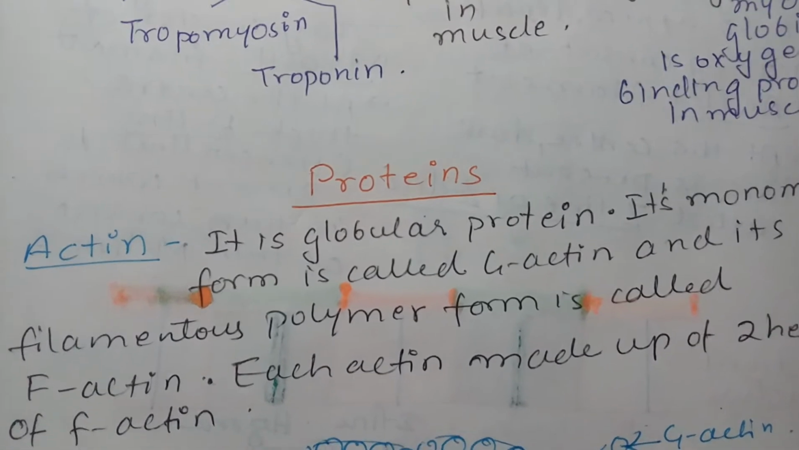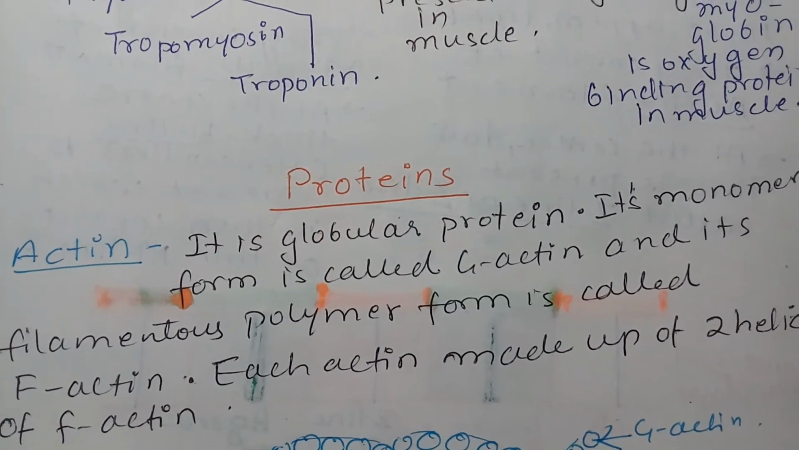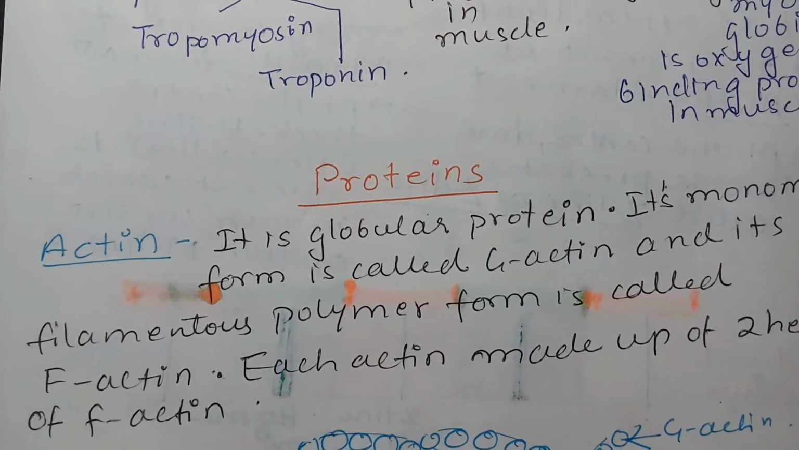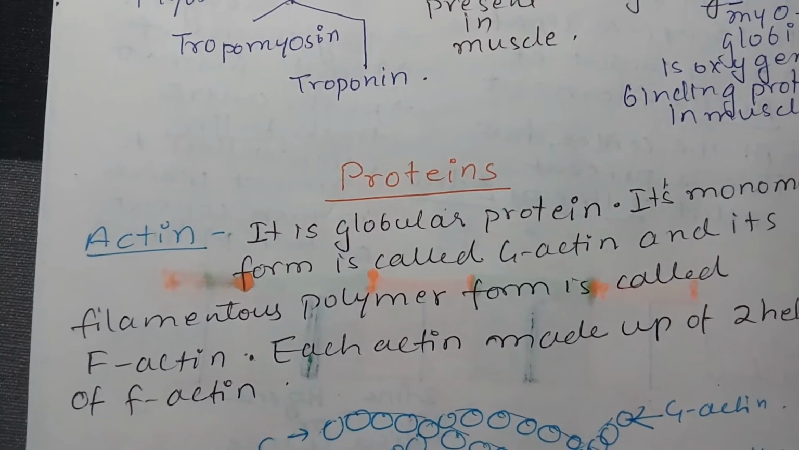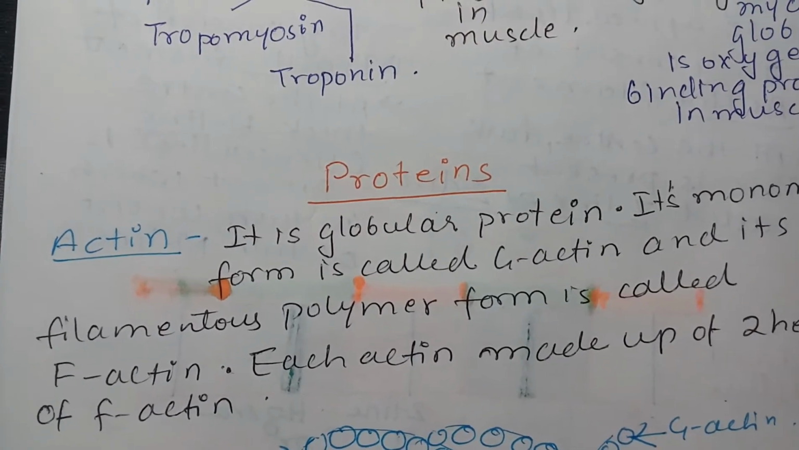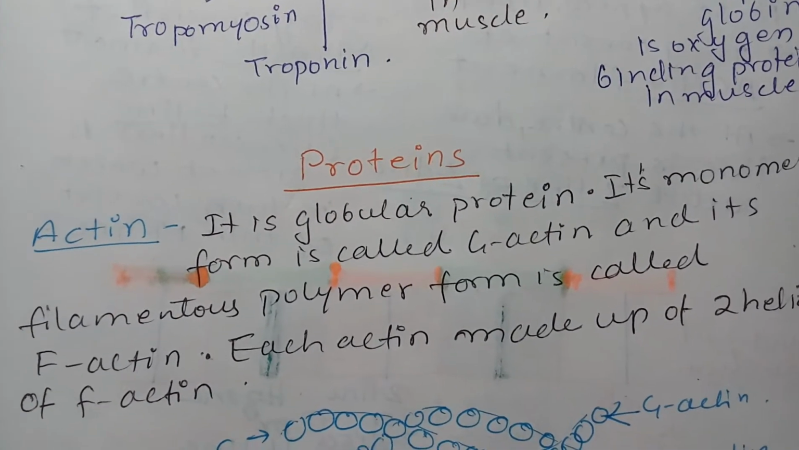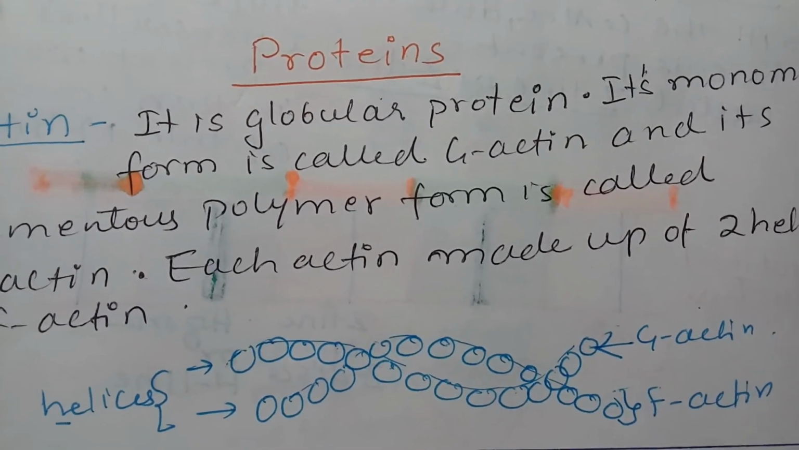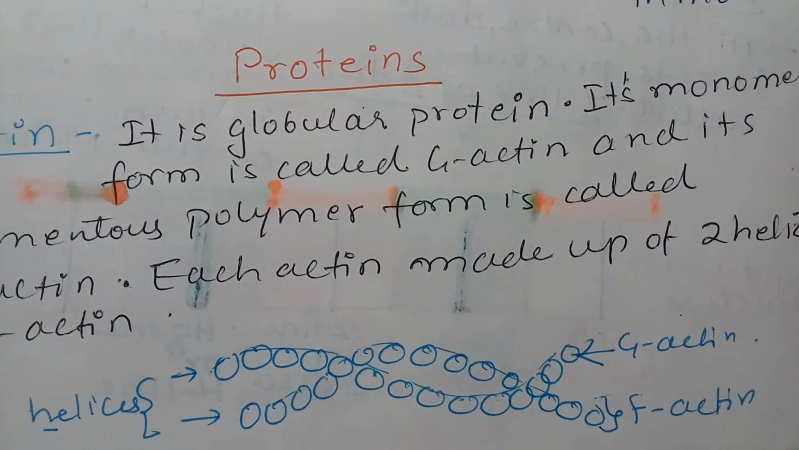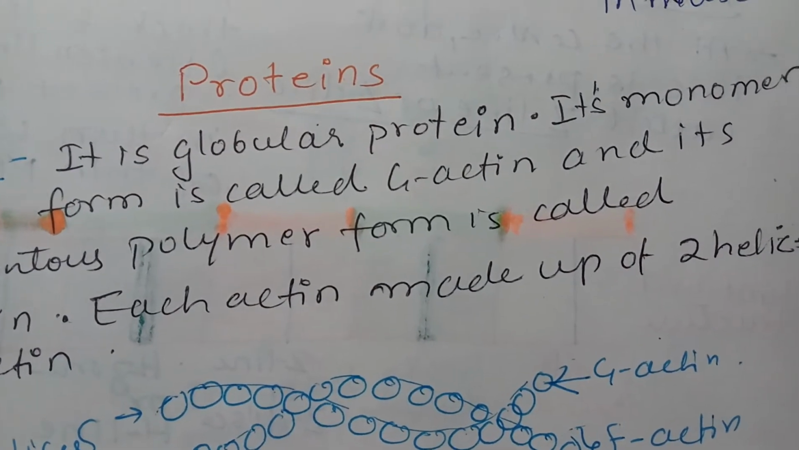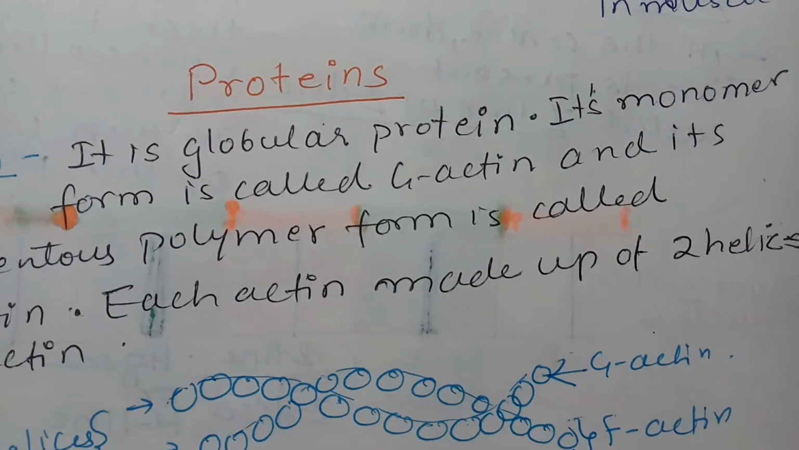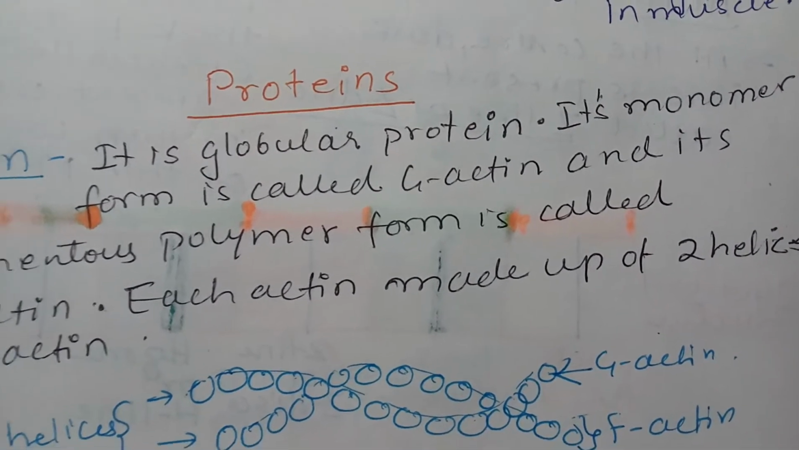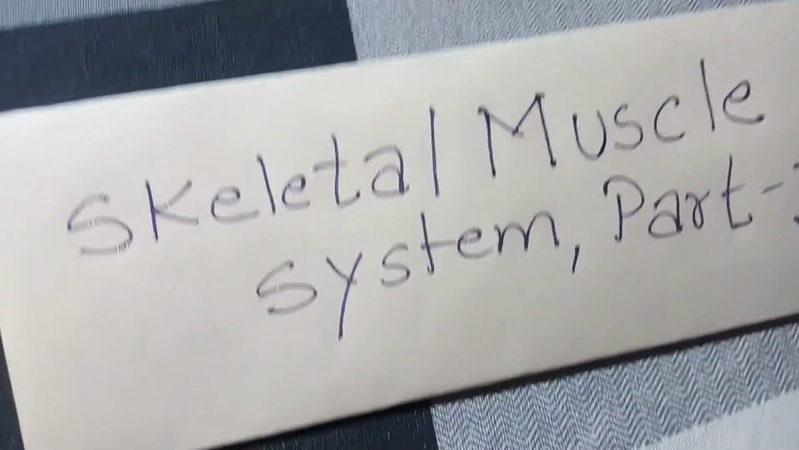Actin protein, which is present in the I band, is a globular protein. Its monomer form is called G-actin, and its polymer or filamentous form is called F-actin. So actin is made up of two helical chains of F-actin. If you look at the diagram, there are two helices. One circle is called G-actin, and it polymerizes and forms this chain which is called F-actin. So two chains of F-actin are arranged in a helical manner.